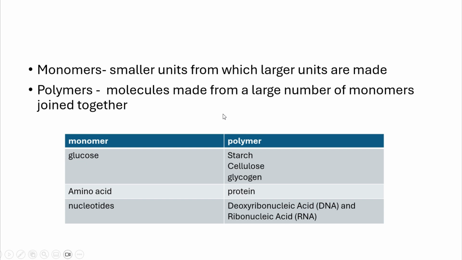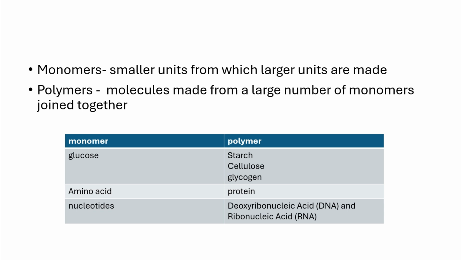So monomers. The definition for a monomer, nice plain cut: they're smaller units from which larger units are made. And polymers are molecules made from a large number of monomers. So the monomers are the small single units from which the larger polymers are made, molecules made from a large number of monomers joined together.